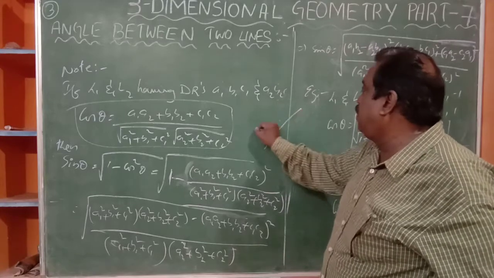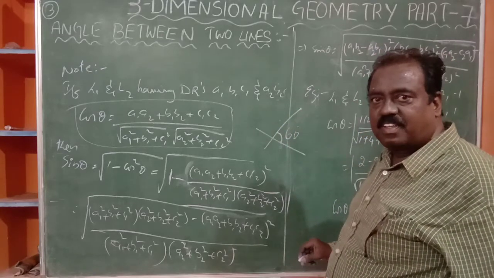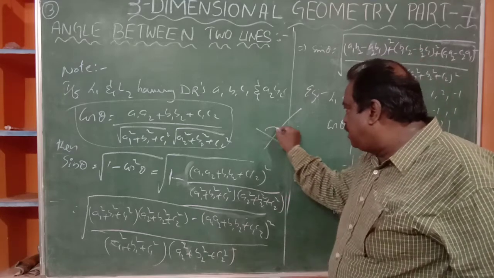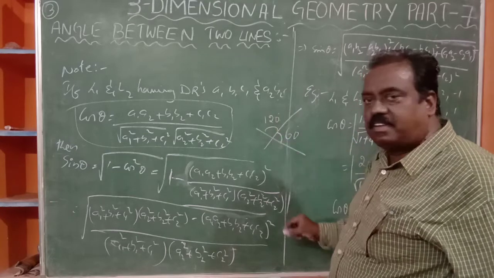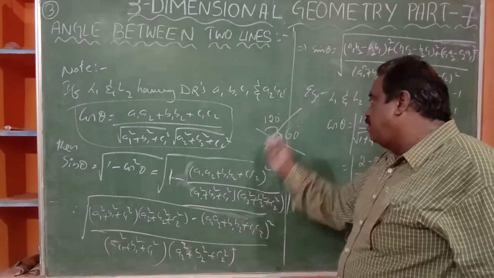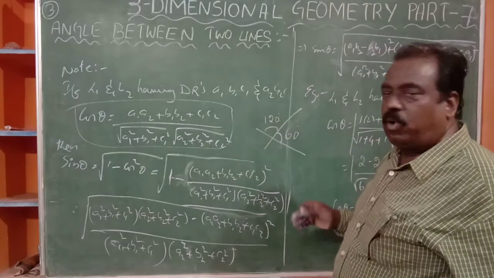Because suppose this is a line, say it is a 60 degrees angle. Automatically it is 180 minus 60, that is 120. Is it not? It is a line. This side is 60 degrees. Automatically that one is 120 degrees.